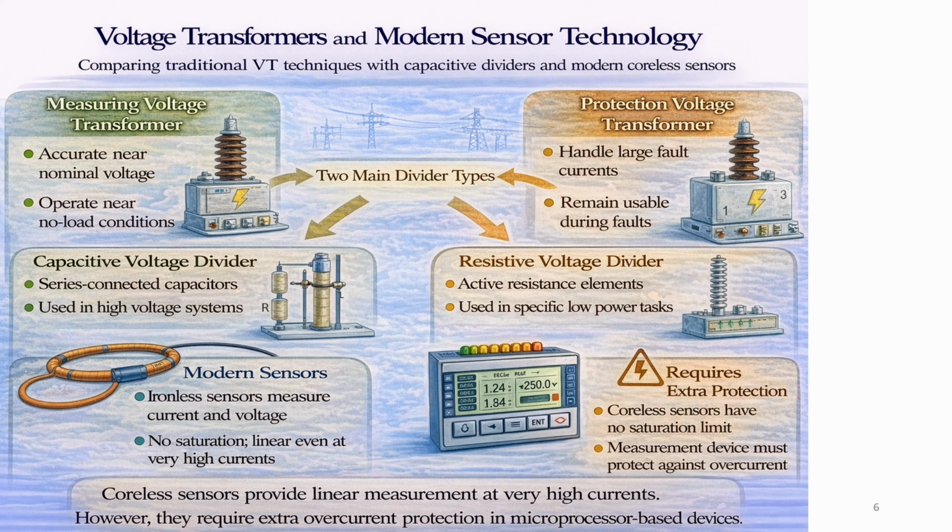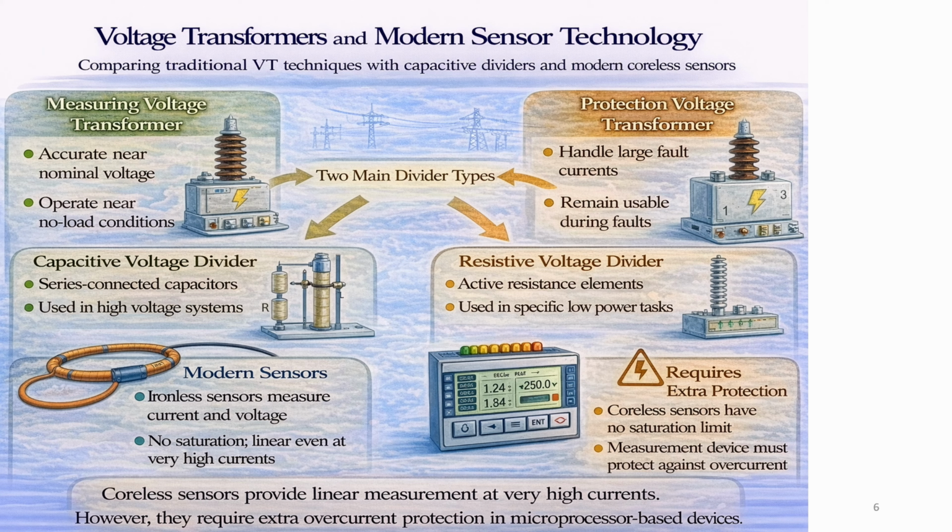At higher voltage levels, voltage measurement is often based on voltage dividers. Two main divider types are used. Firstly, capacitive voltage dividers. These are widely used in high voltage systems. Capacitive voltage transformers are built using series connected capacitors and electromagnetic transformers. Second, resistive voltage dividers. These use active resistance elements and are applied in specific measurement and protection tasks. Protection voltage transformers have defined accuracy classes. Typical protection accuracy classes are 3P and 6P.